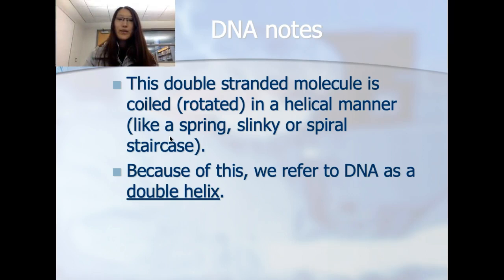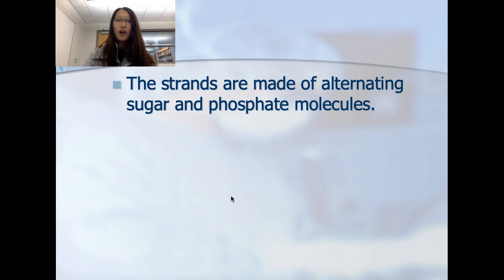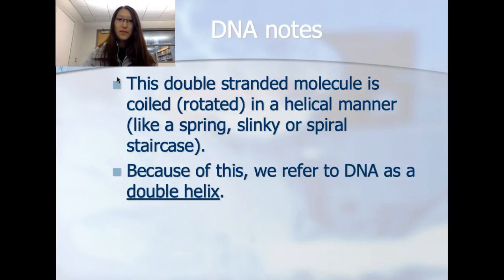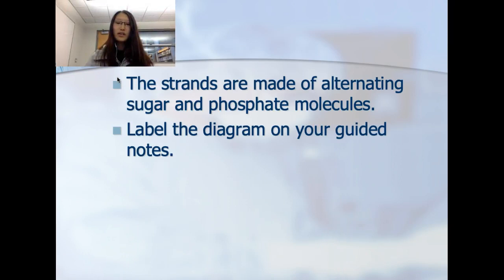Moving on, the strands are made out of alternating sugar and phosphate molecules. So if you look right here, sugar, phosphate, sugar, phosphate, sugar, phosphate, sugar, phosphate, sugar, phosphate. They're alternating. Okay, moving on. Now label the diagram on your guided notes. You want to circle one nucleotide. Do that right now. And you want to label one sugar, one phosphate, one base.